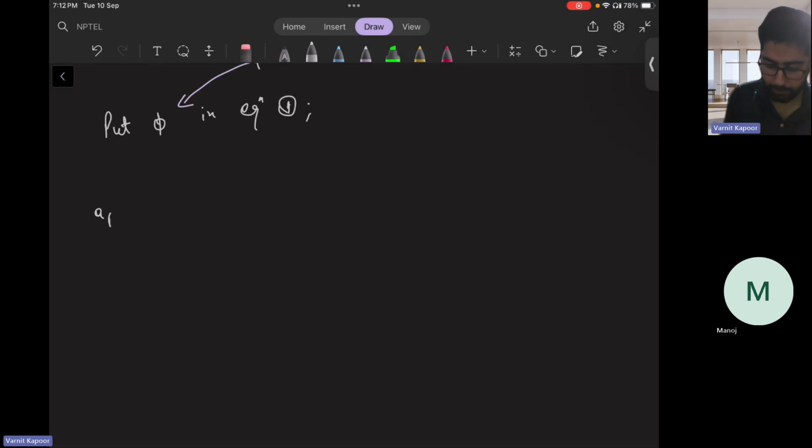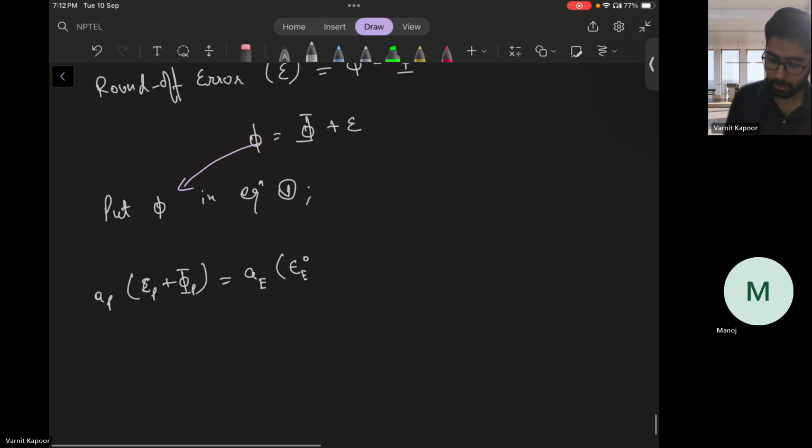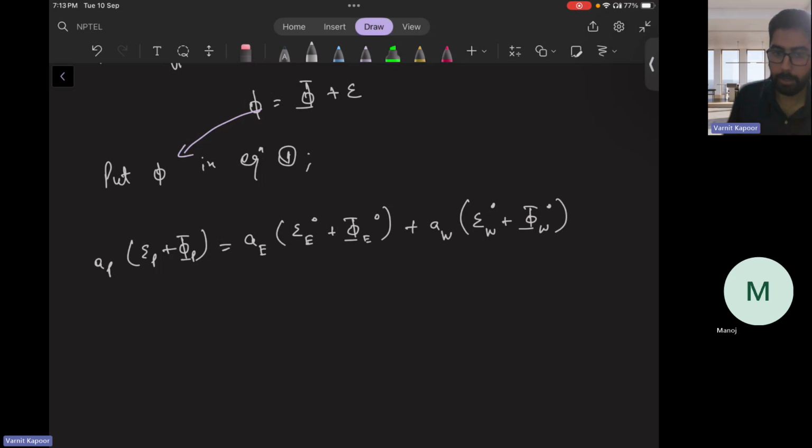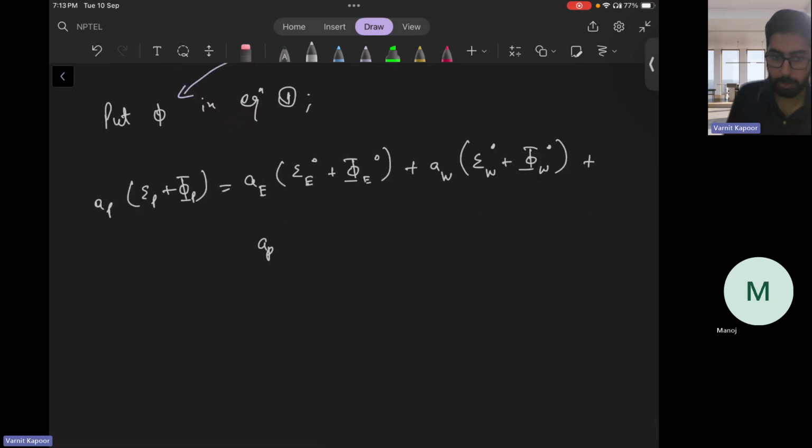So what will we get? AP times epsilon P plus phi bar P is equal to AE times epsilon E naught plus phi bar E naught, plus AW times epsilon W naught plus phi bar W naught, plus AP naught minus AE minus AW times epsilon P naught plus phi bar P naught. This is our equation 3.